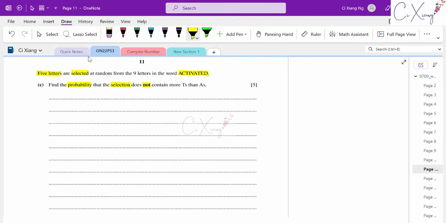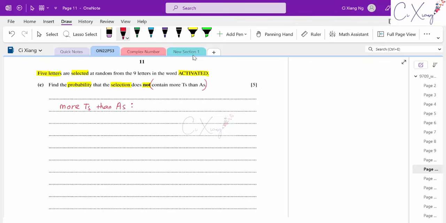So what I am going to do is find the cases or the probability that they contain more T than A, then I take 1 minus the answer for more T than A. That way I will get the probability of the selection not containing more T than A. So now I focus on the cases with more T's than A.